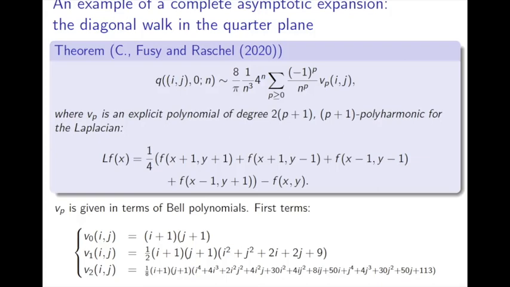Note that, of course, polynomials are polyharmonic, since applying the Laplacian to a polynomial causes the degree to drop by 2. V_p is explicit. It is given in terms of Bell polynomials, and I have listed here the first terms. So V_0 is again the unique positive harmonic function, V_1 is biharmonic, V_2 is triharmonic, etc.